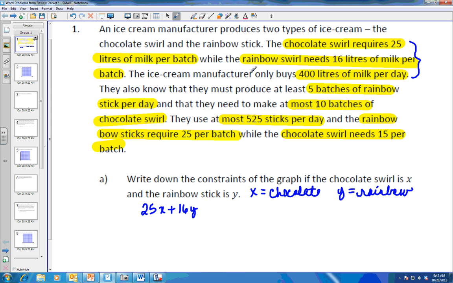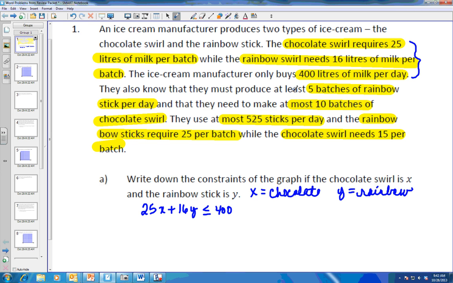And we know that our manufacturer only buys 400 liters of milk per day. So if this is the amount I need for the chocolate and rainbow, this is going to have to stay less than or equal to 400 liters. Okay, so that's our first inequality. All right, let's look at the next set of information.